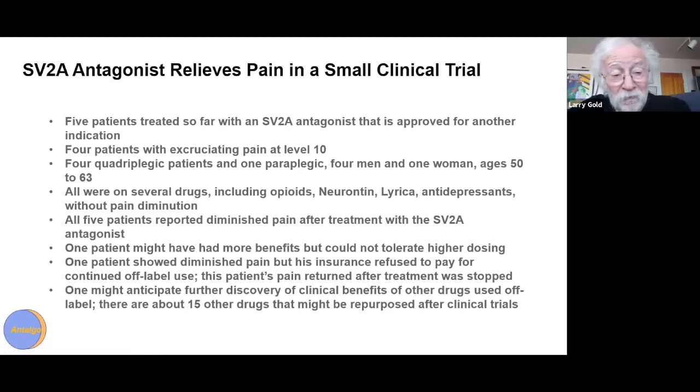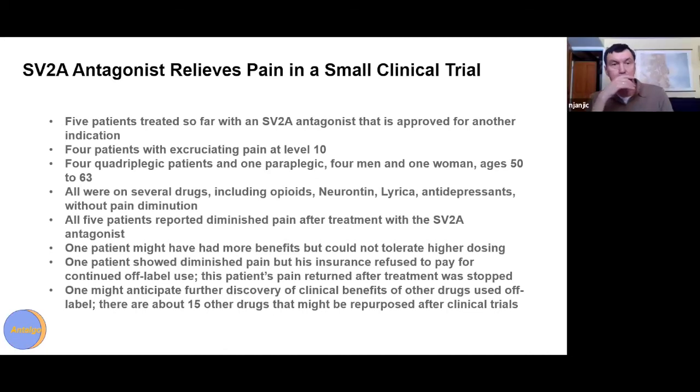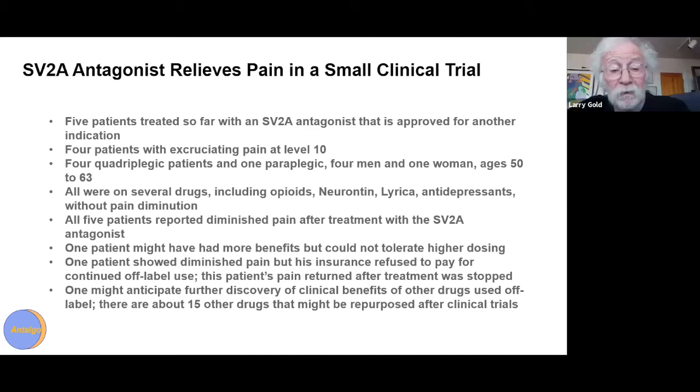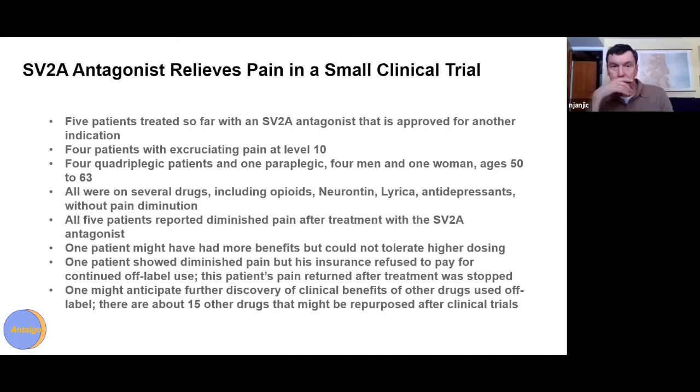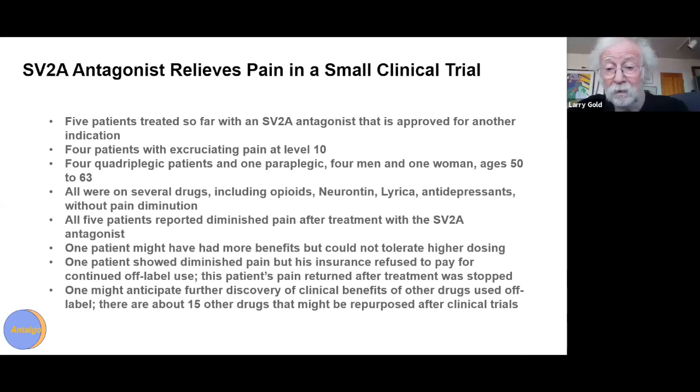But the worst thing is the next to the bottom bullet. This is America. This is the United States. And his insurance company, with a person who had suicidal pain, refused payment to take this drug. Those of you who are in Europe should look at that and think, God, they are helpless and hopeless. Next slide. We're all done.